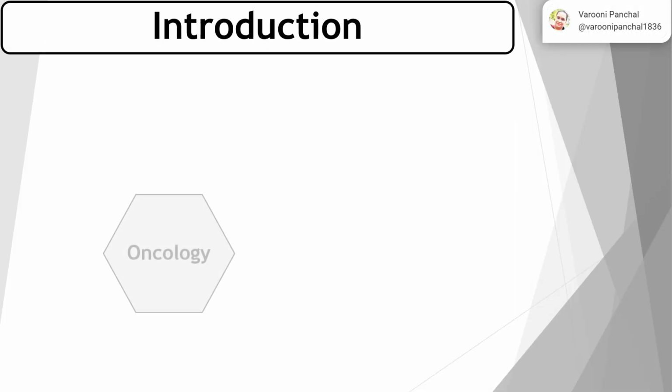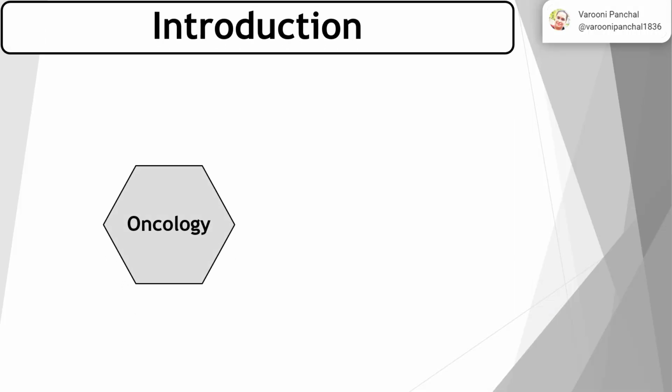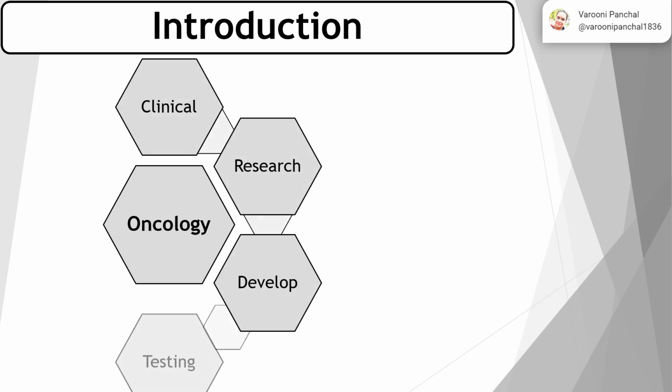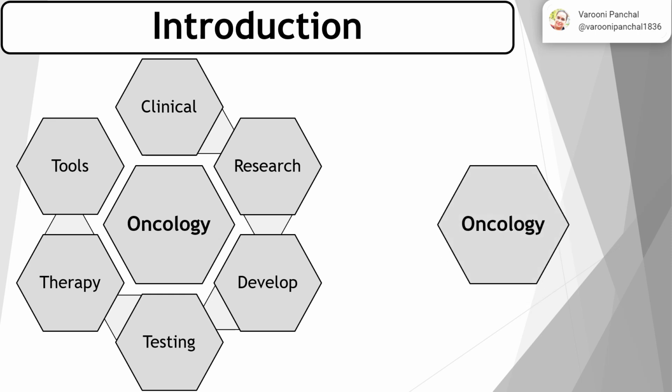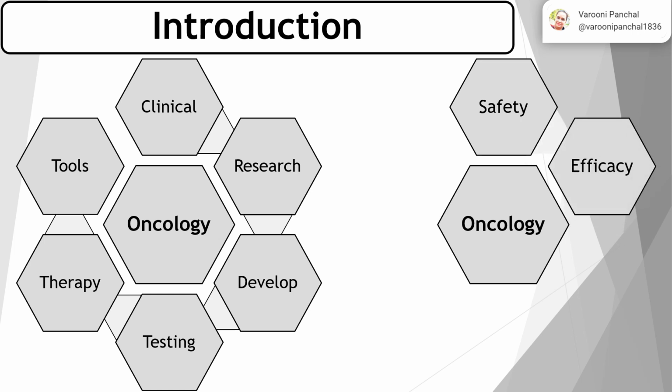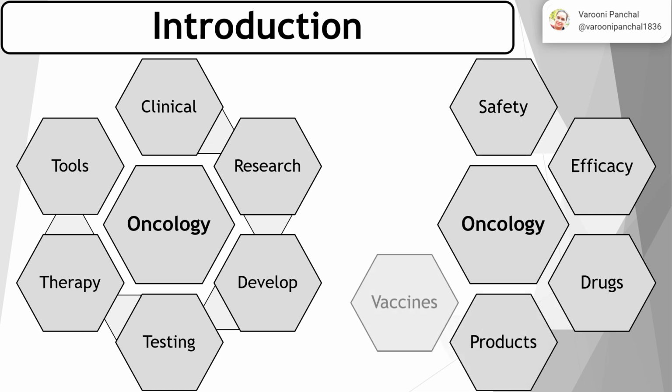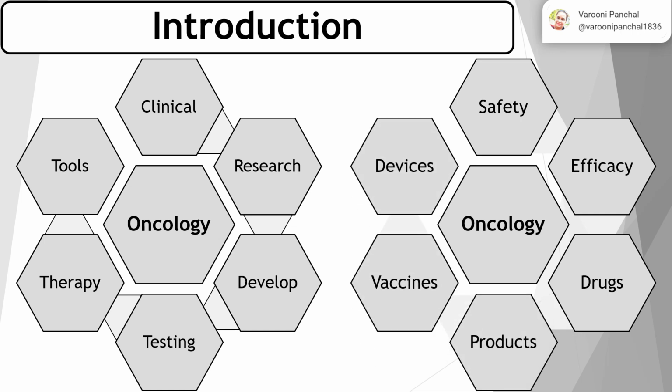Introduction. Oncology in clinical trials refers to the specialized branch of clinical research focused on the development and testing of new treatments, therapies, and diagnostic tools for cancer. This area of research is critical for advancing medical knowledge and improving outcomes for cancer patients. Oncology clinical trials are designed to assess the safety, efficacy, and optimal use of novel interventions, which may include drugs, biological products, vaccines, medical devices, or combinations of these.